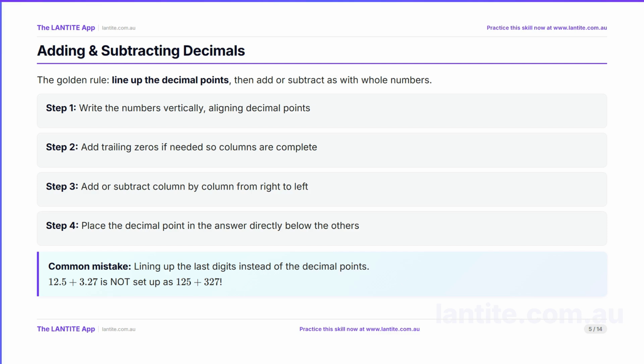The most common mistake students make is lining up the last digits rather than the decimal points. For example, 12.5 plus 3.27, the 5 and the 7 are not in the same column. The 5 is in the tenths place and the 7 is in the hundredths place.